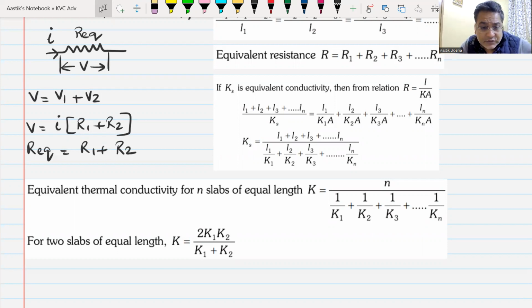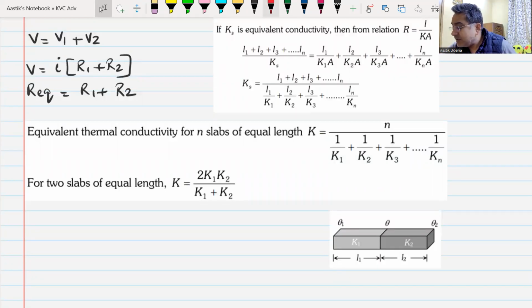And one more thing they are going to ask, and we are not going much into detail, is the temperature of the interface. Now, what do you mean by interface? Interface is this junction. In current electricity, they might not ask you the potential of this point, but in thermal physics, you will be asked to find the temperature of this point theta, which is the interface between two slabs. One end of the slabs is maintained at temperature theta 1, the other end at temperature theta 2. So how will you find the temperature of this interface?